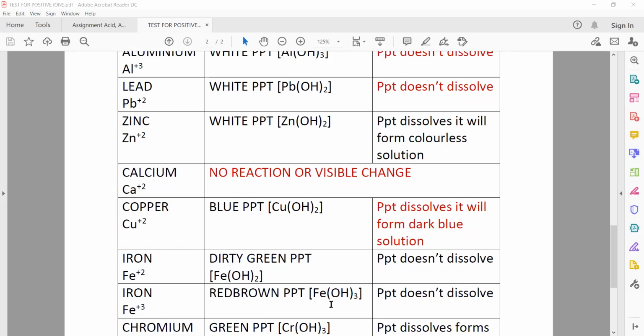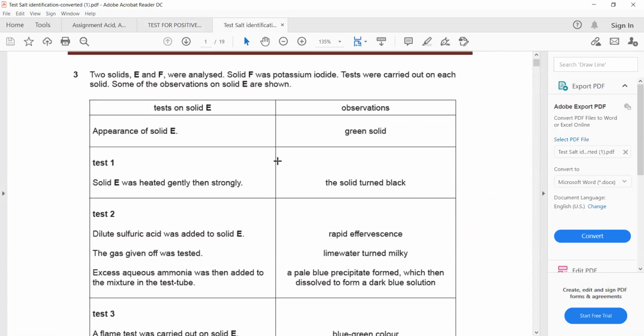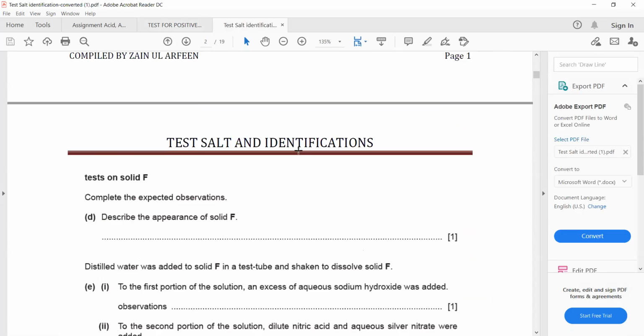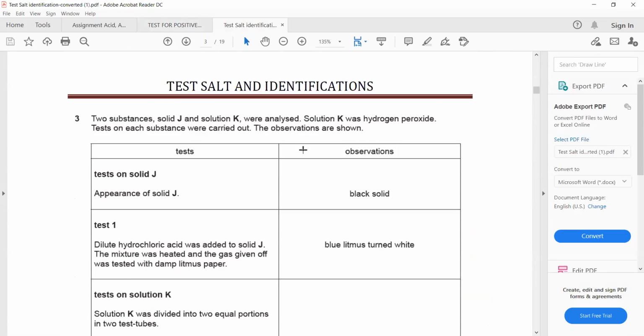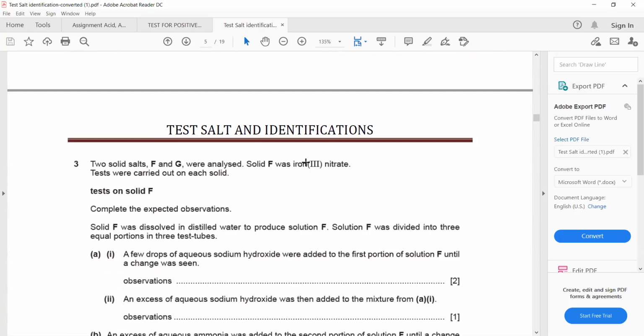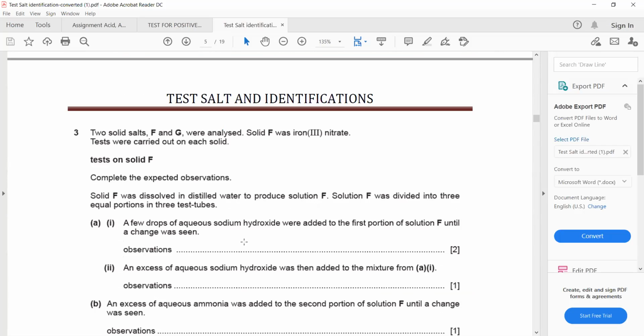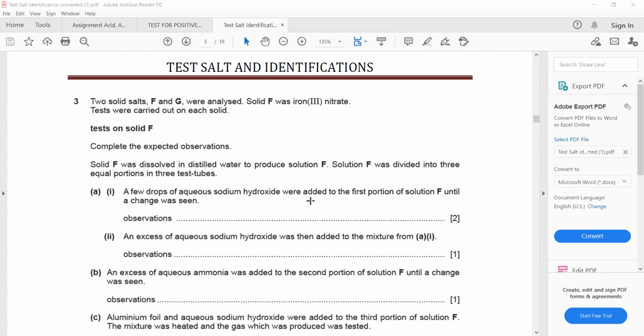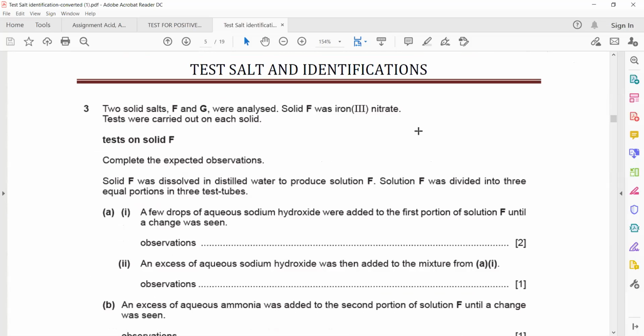Just a minute. Can you see on your screen? Test, salt and identifications.